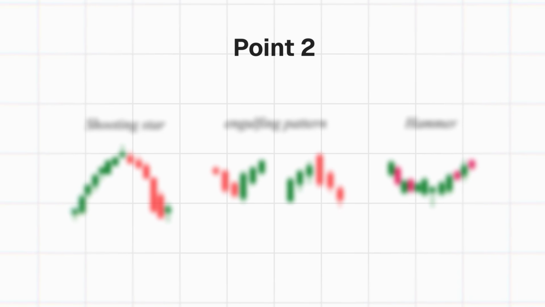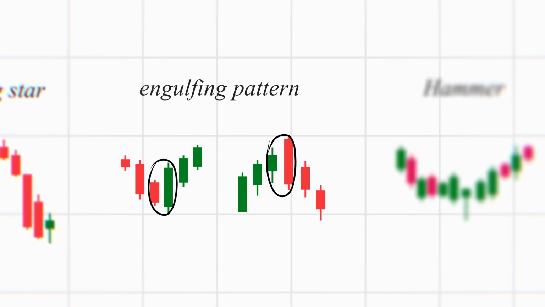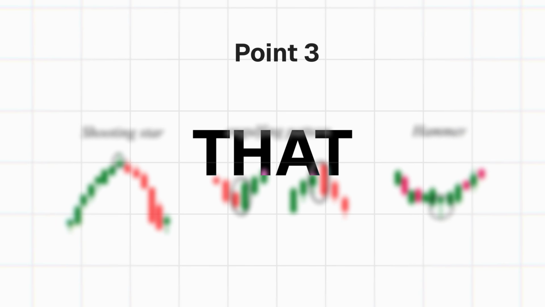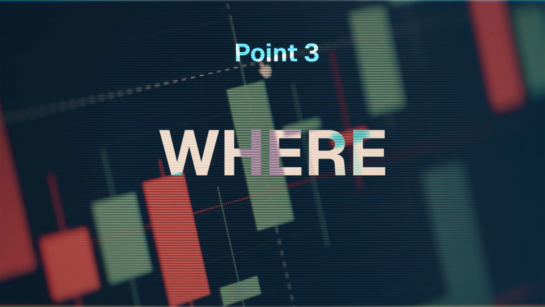Point 2. You'll understand what a shooting star, an engulfing pattern, or even a hammer really shows you. And point 3, you'll understand that these images sometimes provide different signals, depending on where and how they occur. And I can tell you this, you have to start with the simplest things. You have to understand where the market opens, where the market closes, where its maximum extension is, and where its absolute low point was. And many people aren't even familiar with these 4 factors.